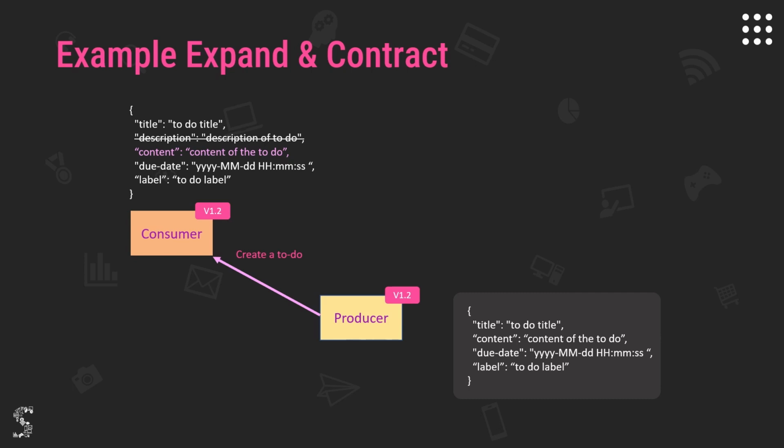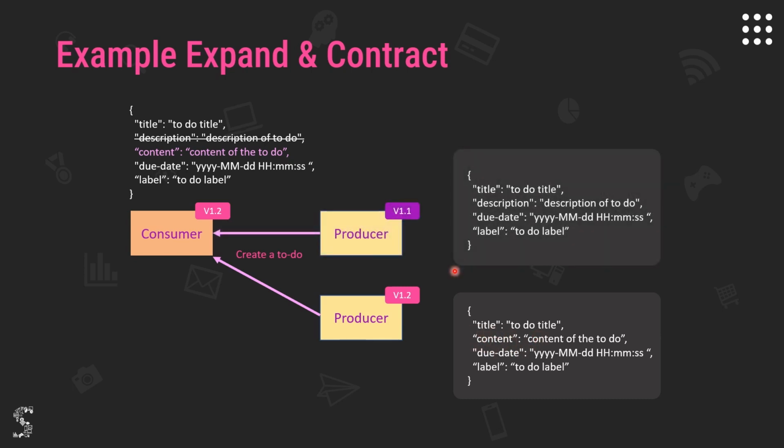If there is a client or producer that has already upgraded the version to 1.2, then their payload will already have content, replacing the descriptions. For a producer that's still on the previous versions, they will still send the payload with the field name descriptions.